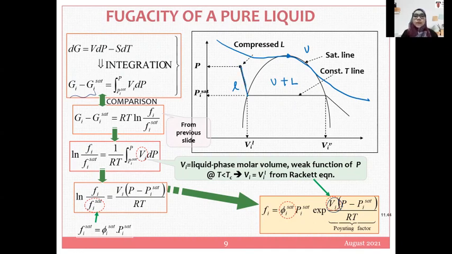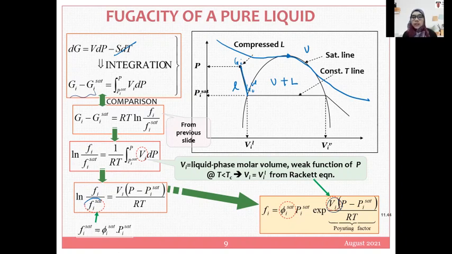Okay, at constant temperature. Since the system is at constant temperature, we have dG equal to V dP. By integrating it, we can have G at this point to G at saturation, and then we can compare with the previous VLE that we obtained. So we have this expression: ln of the fugacity of the species over the fugacity of the species at saturation equals 1 over RT of the integral of V dP. And then by rearranging it, we can finally obtain the value of f1, the fugacity of species 1 in the liquid.